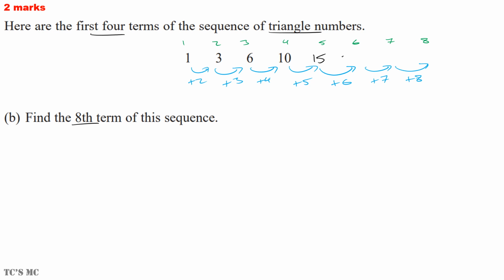15 add 6 is 21. 21 add 7 is 28. 28 add 8 is 36. For writing 36 as our final answer, we get our second mark.